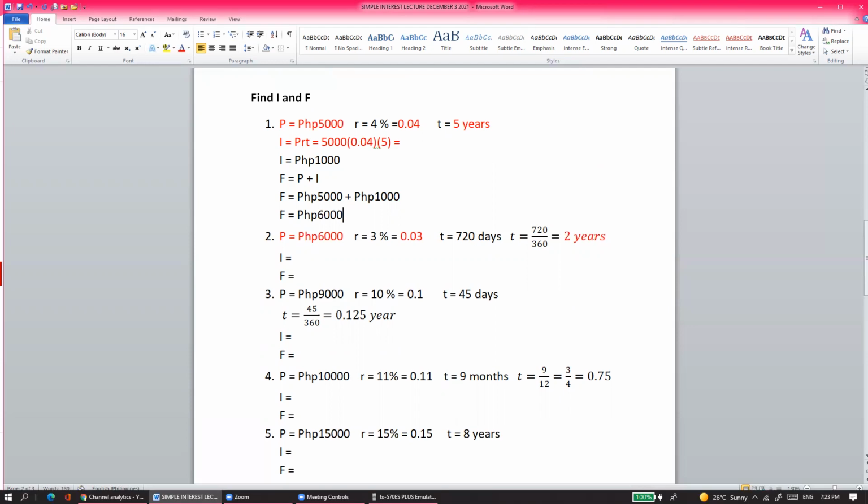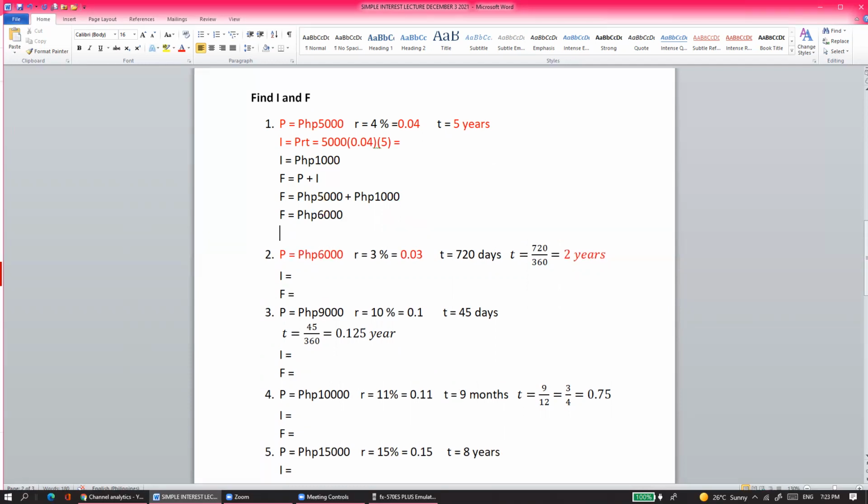So, ibig sabihin, kapag nag-invest ng 5,000 sa loob ng 5 taon na may patubo na 4% per annum, magiging proceed lang amount ng pera na in-invest is magiging 6,000 na. That is after 5 years. So, ibig sabihin, ito yung kinita nung in-invest na 5,000 at ito naman yung accumulation ng 5,000, naging 6,000 pesos na siya. Nasusundan mo ba, anak? Nakakasunod ba? Yes po. Okay, so proceed pa rin tayo, no?